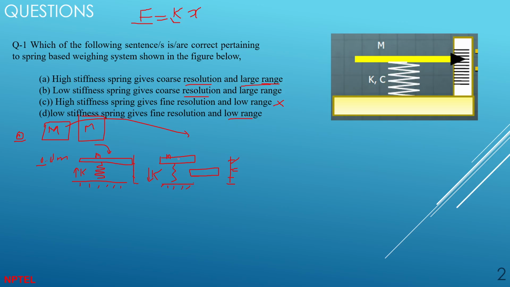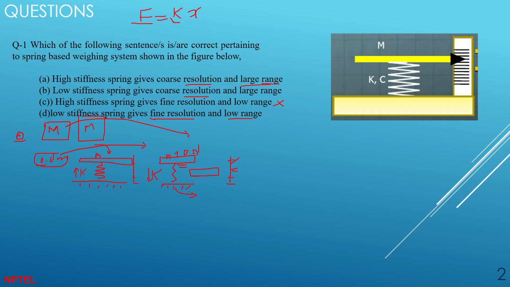But if you again put the same mass in this second case, because the stiffness is very low, it will deflect slightly. Okay, 0.01 mass, which means it has a higher resolution, right? Higher resolution means it can measure very fine measurements. So as small as 0.1% of the small m can be measured. So the low stiffness can measure very small measurements, which is called fine resolution.